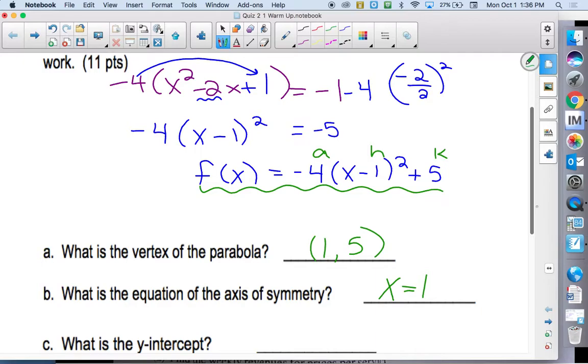It's an equation because it has that x equals. You don't have to give me a formula there. Just whatever the axis of symmetry is, whatever the formula or the equation for the line is, x equals 1. And then Grace, an easy way to find the y-intercept is just?